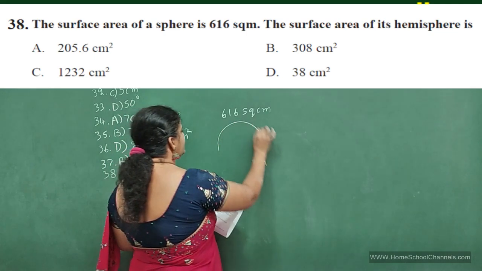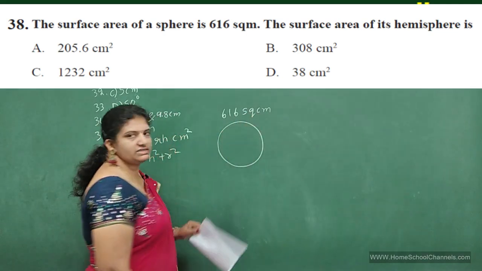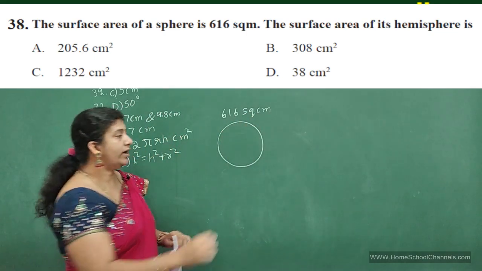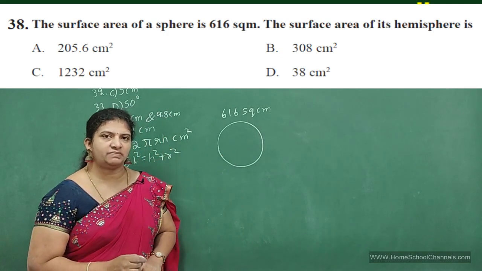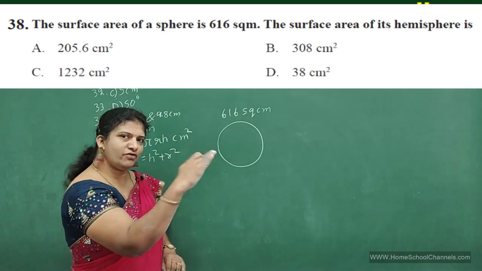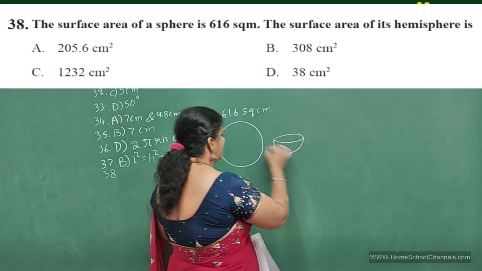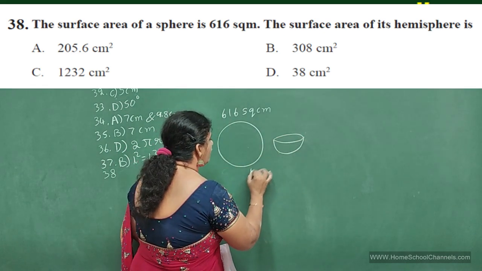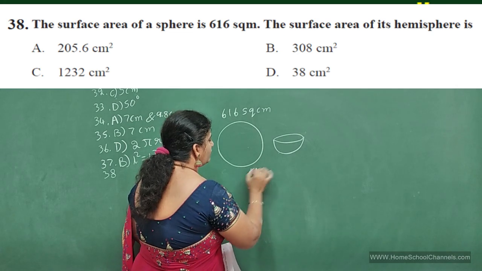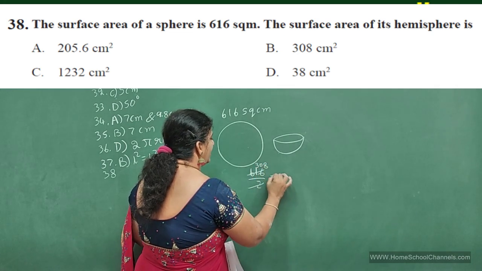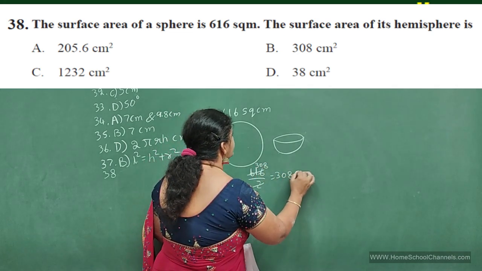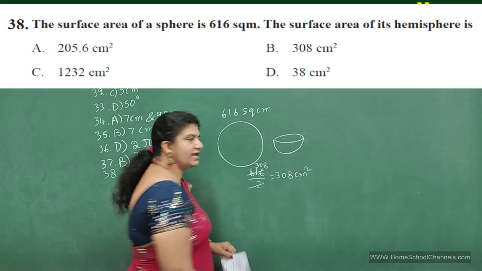What is the surface area of a sphere? 616 square centimeter. What about the surface area of a hemisphere? Hemisphere is half of the sphere, right? Half of the sphere is, that means half of 616, it will be 308. 308 centimeter square is your answer.